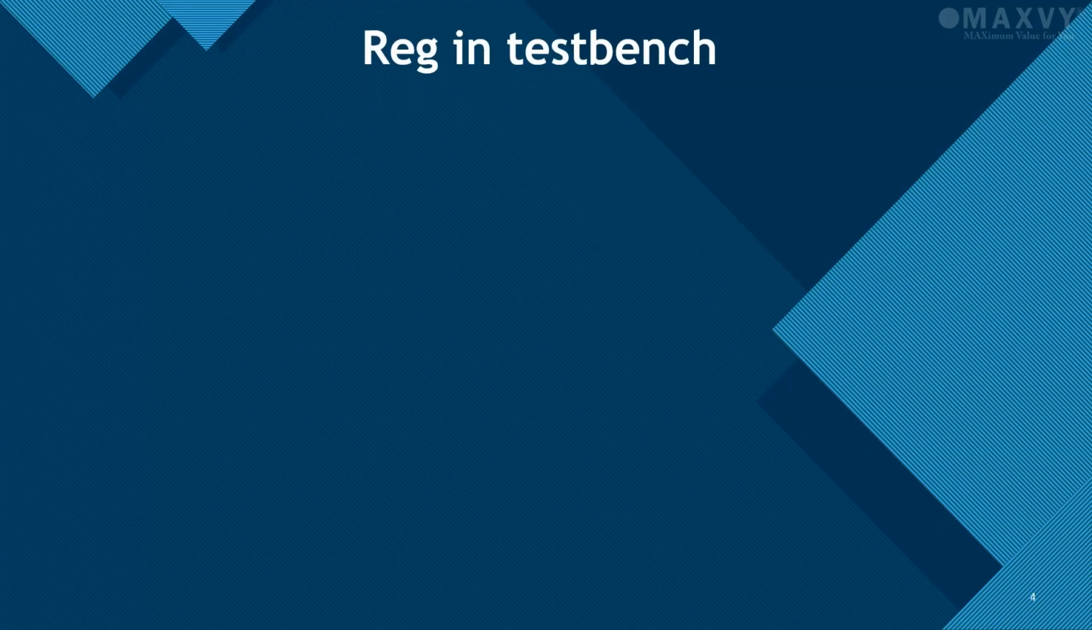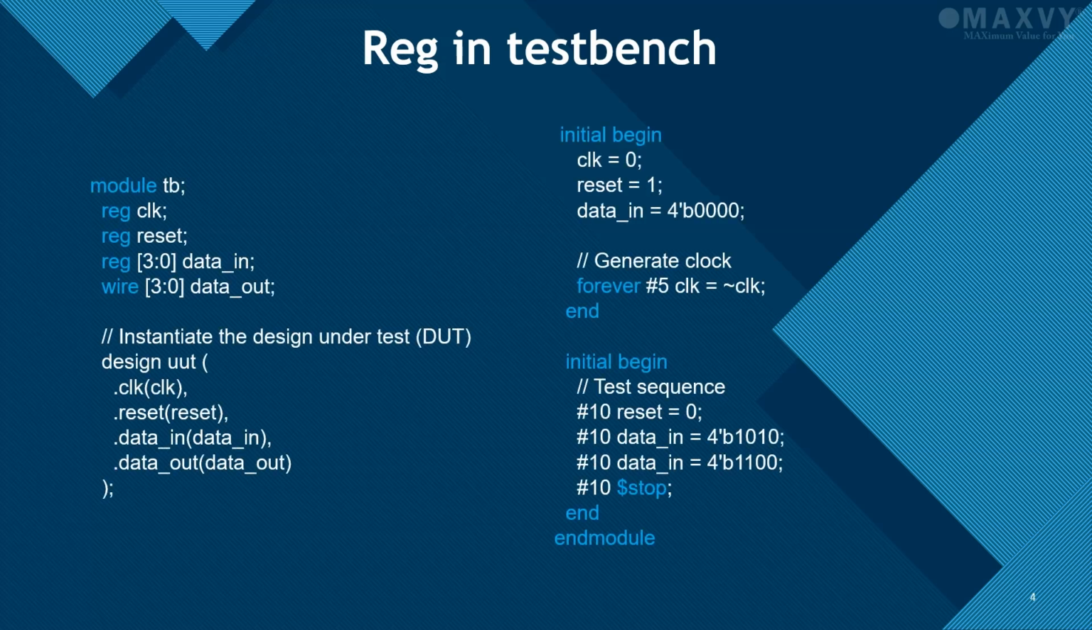In test benches, reg variables are frequently used to simulate inputs to the design and to capture the output values. In this example, we have a test bench TB with reg variables clock, reset, and data_in. We instantiate the design under test and provide initial values to these reg variables. We also generate a clock signal by toggling clock every 5 time units. The test sequence changes the reset and data_in values at specific time intervals to verify the DUT's behavior.